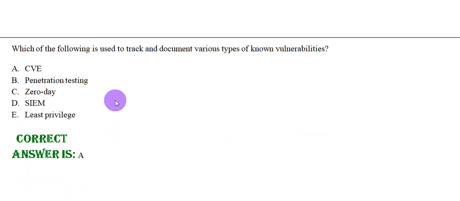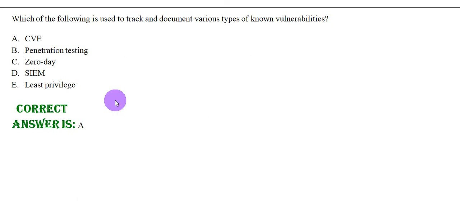Which of the following is used to track and document various types of known vulnerabilities? Option A, CVE, option B, penetration testing, option C, zero day, option D, SIEM, option E, least privilege. The correct answer is option A.